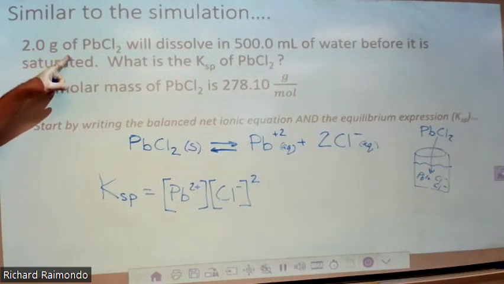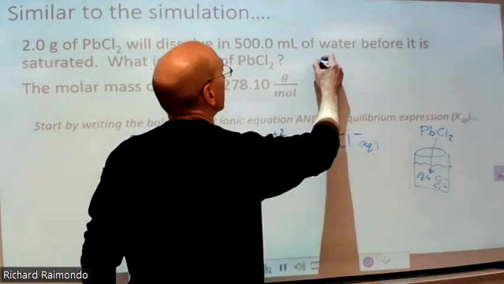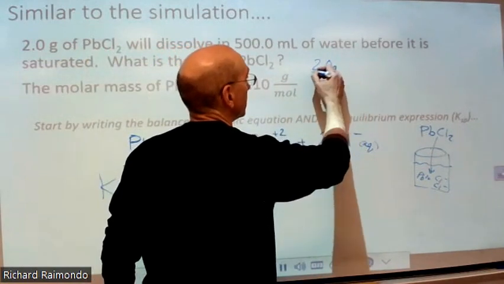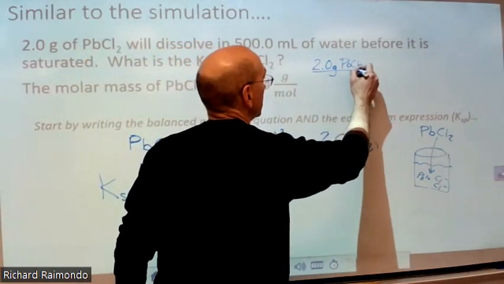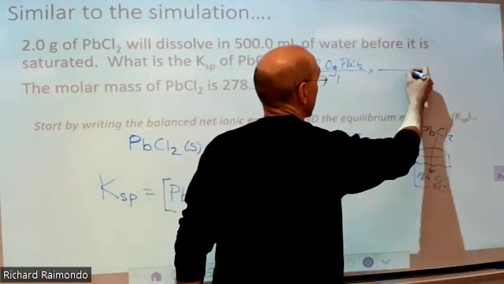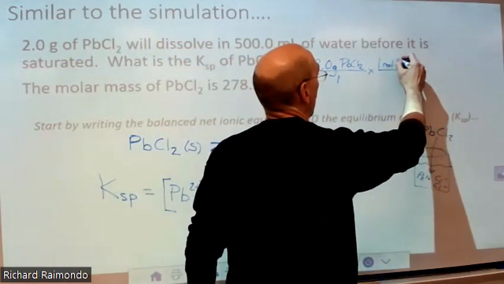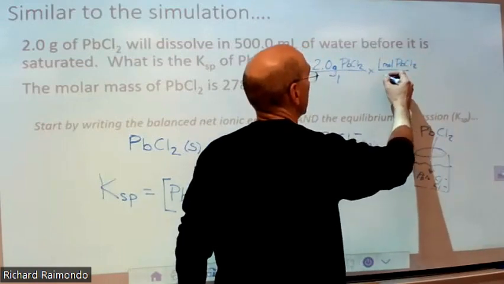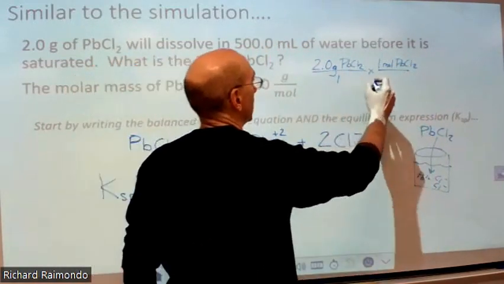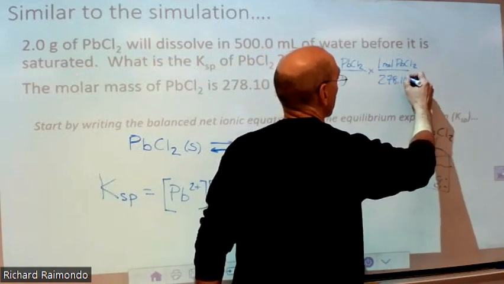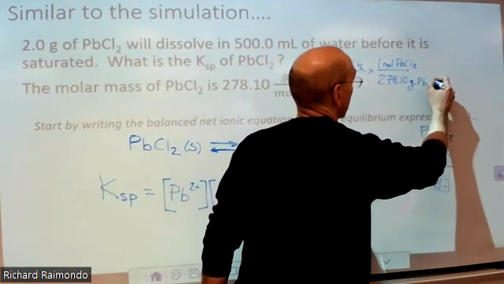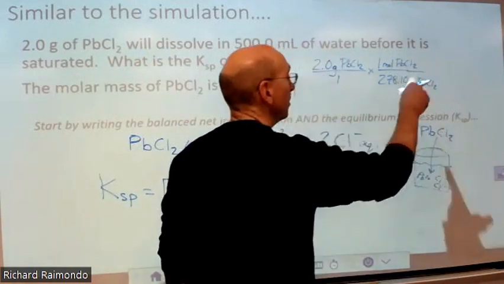So what's the molar solubility of lead 2 chloride? How do I figure that out? The molar solubility. Yeah, 2.0 grams of PbCl2. I've got to turn it into moles because I want the molar solubility, not the gram solubility. 1 mole of PbCl2 is, what did I say? 278.10 grams. And that gives me the moles.